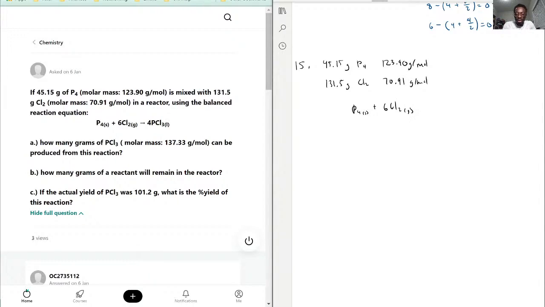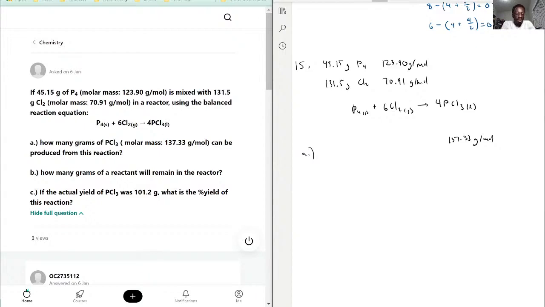All right, and now based on this equation they gave us, we have P4 solid plus 6Cl2 gas turns into 4PCl3 liquid. Luckily for us, this is already balanced, so we're good to go, as they said. And now the first question they ask, how many grams of PCl3 can be produced from this reaction? So the molar mass of PCl3 is 137.33 grams per mole. So let's just tackle question A first, all right?